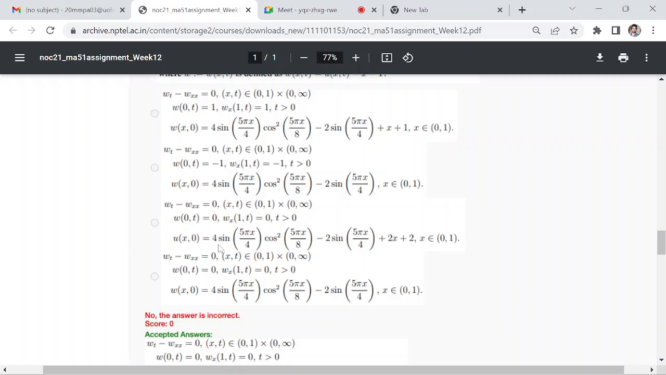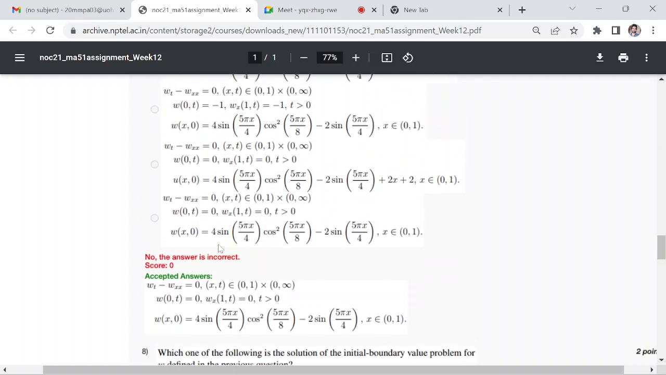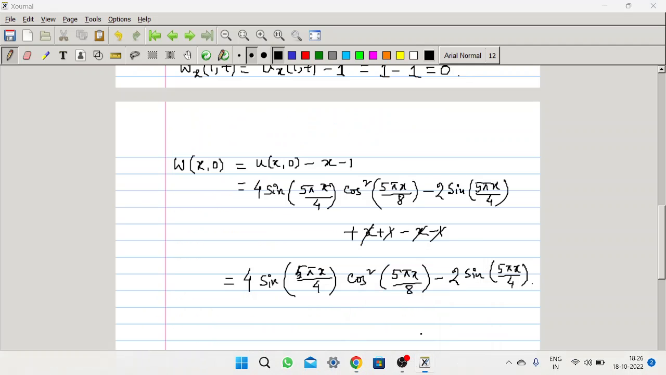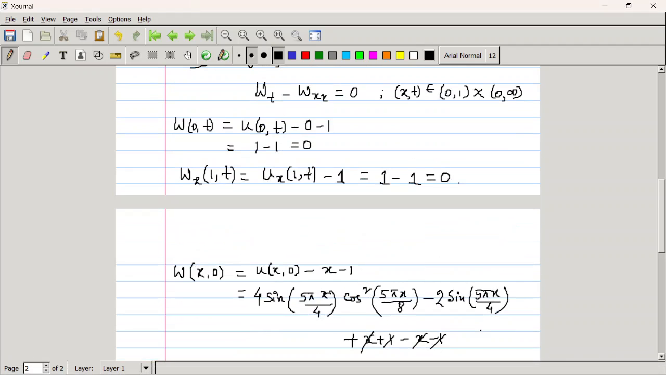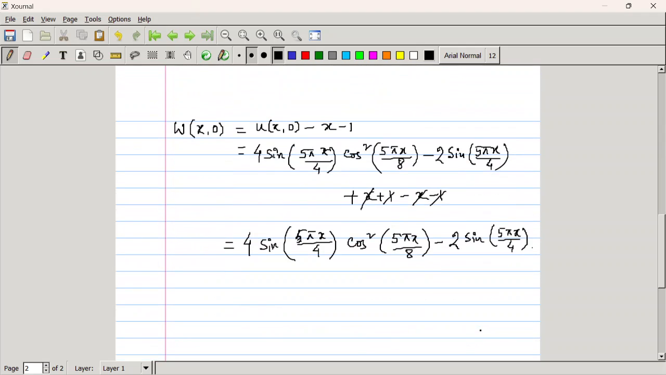And what should be W(x,0)? It is 4 sin of this thing plus 2x plus 2, no. So the correct option is option D, because W(0,t) is 0, W(1,t) is 0 and W(x,0) is 4 sin(5 pi x by 4) cos square(5 pi x by 8) minus 2 sin(5 pi x by 4). The rest of the terms cancel out, as I showed you. So the correct option is option D.